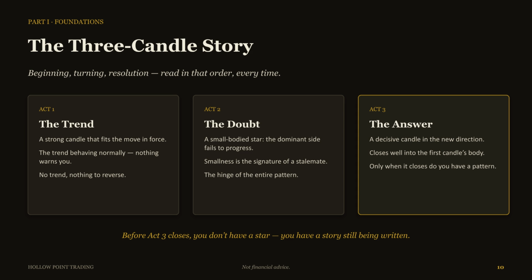The three-candle story unfolds in 3 acts: the trend, the doubt, and the answer. The trend is the move in force. The doubt, or star, is a stalemate. The answer is a decisive candle in the new direction. Without the third candle's close, the story is still being written.